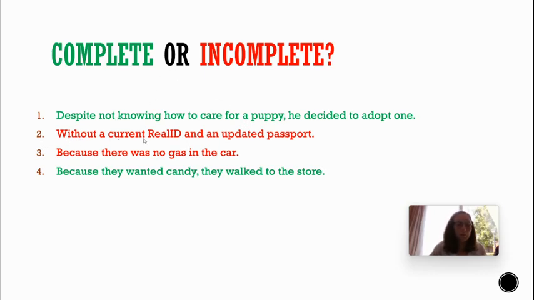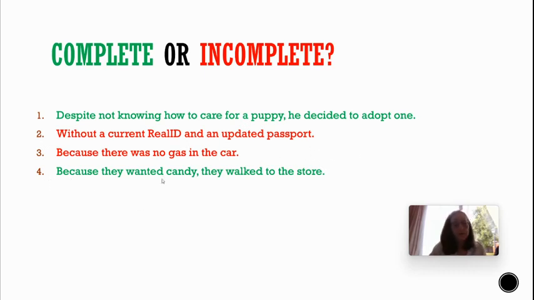This sentence, without a current real ID and an updated passport, this is a dependent clause. It starts with a conjunction, and we're missing our subject and verb, so this can't stand on its own. This one right here, because there was no gas in the car, this is also a dependent clause. It starts with a conjunction. If you were to take away the conjunction, this could stand on its own. However, because the conjunction's there, it cannot, and it therefore needs part 2, which it's missing.